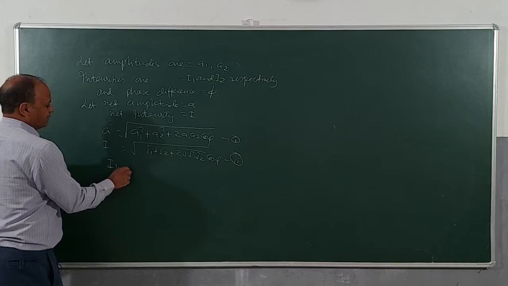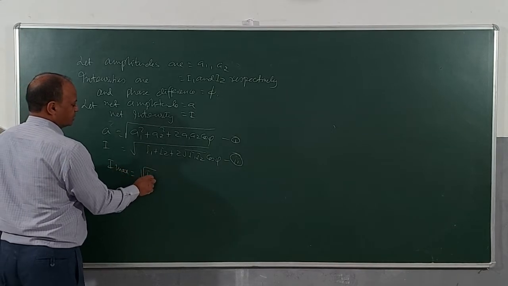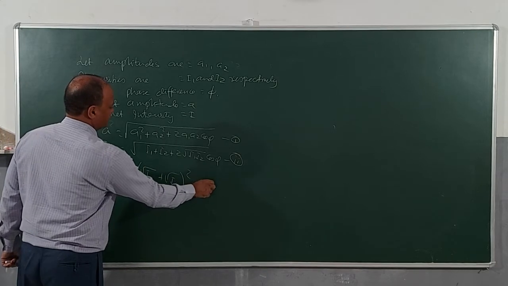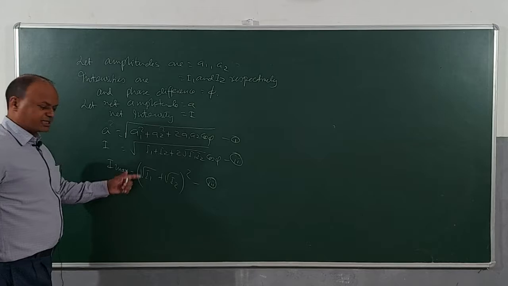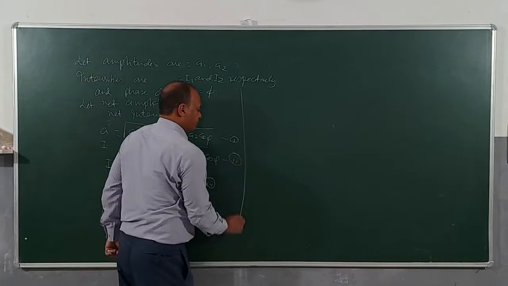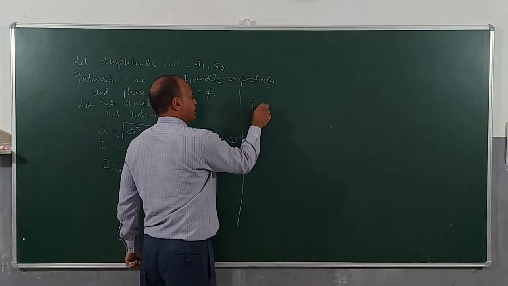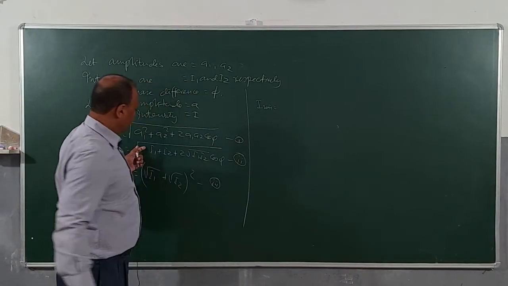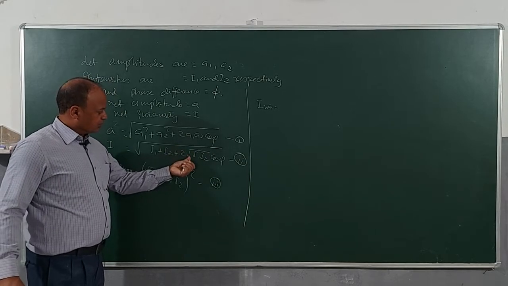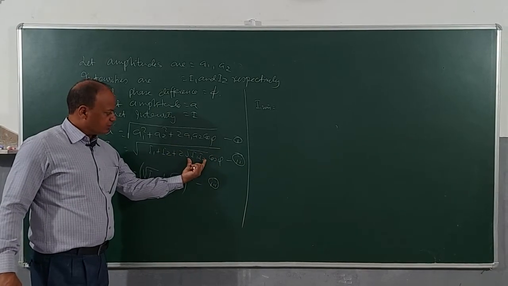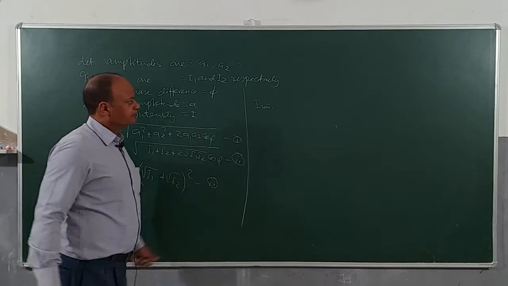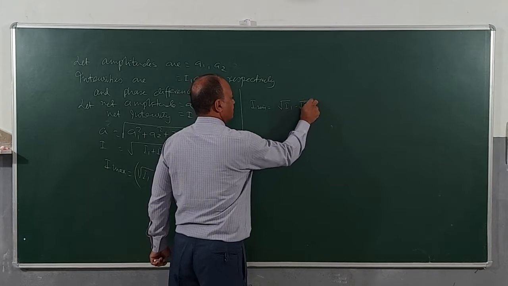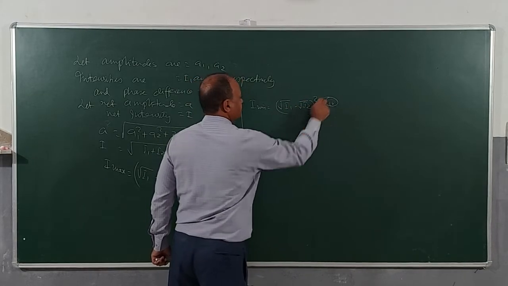Now maximum intensity I max will be root over I1 plus root over I2 whole square. This is the third formula, I maximum. And similarly the minimum intensity I minimum will be root over I1 minus root over I2 whole square. Make sure you understand this: cos phi is outside the inner roots. This is the next formula.